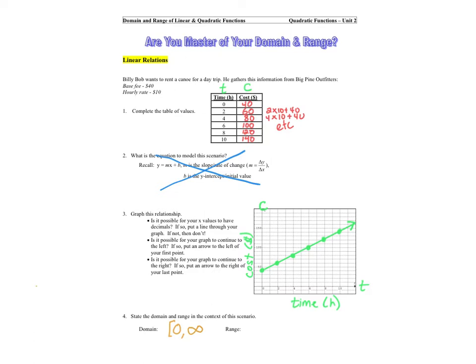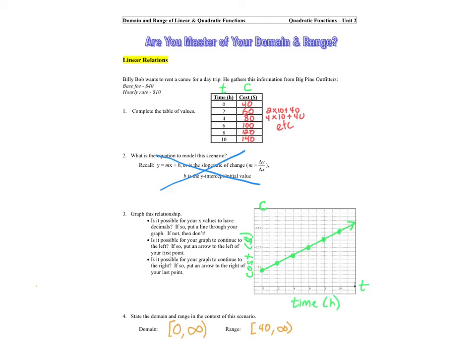If it said the maximum amount of time you could rent the canoe was 10 hours, then you would stop at 10. But since it doesn't say, then it goes to infinity. For the range, how far down does the graph go? So the graph goes down to this point, which was 40. And how high up does the graph go? Again, because there's an arrow, it goes up to infinity.